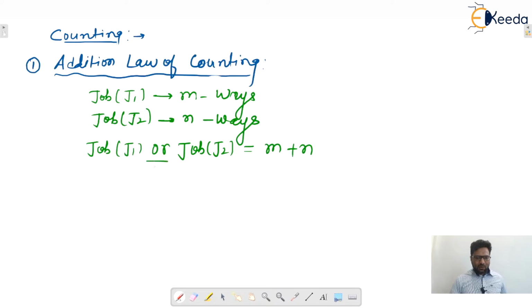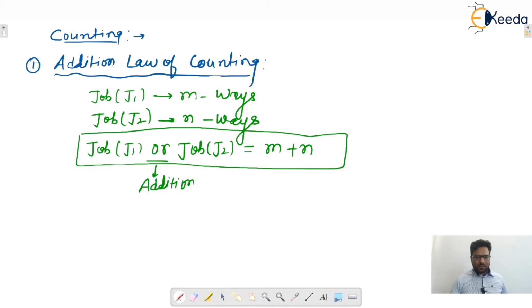So what does or mean? It means addition. If in an English statement or is written, that means it is addition only. We'll see one example on that. Next, the second law is the multiplication law of counting.